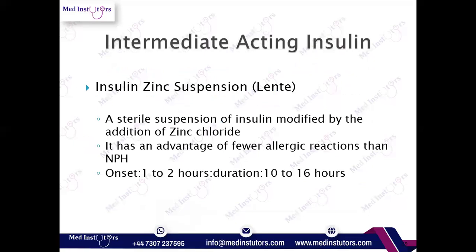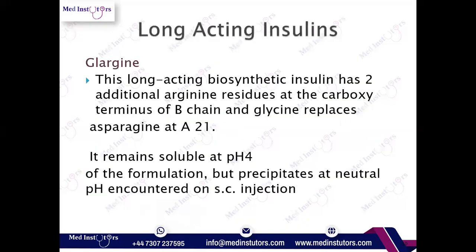Insulin zinc suspension is a sterile suspension of insulin modified by the addition of zinc chloride, and has the advantage of fewer allergic reactions than NPH. Lente insulin is another example of intermediate-acting insulin. Onset is 1 to 2 hours and duration is 10 to 16 hours. So we have two examples now: insulin zinc suspension, the Lente insulin, and neutral protamine Hagedorn, for intermediate-acting insulin. And the famous long-acting insulin is Glargine.